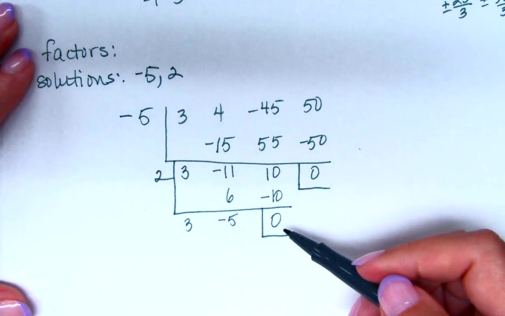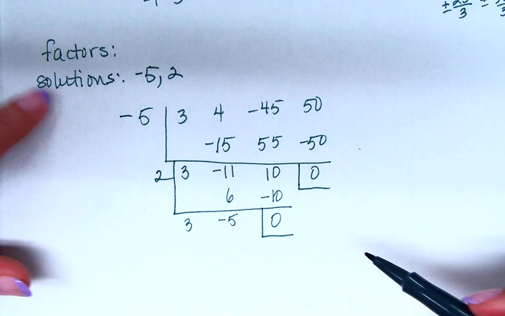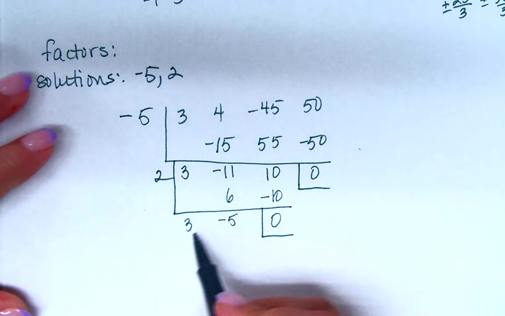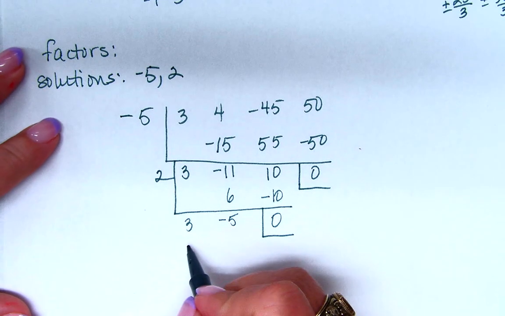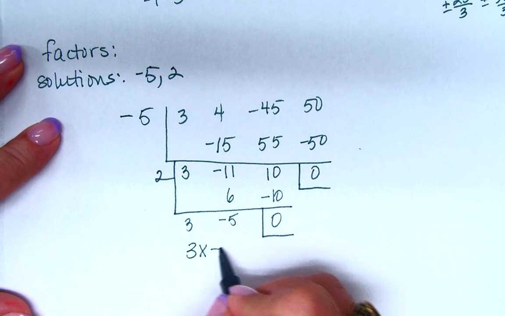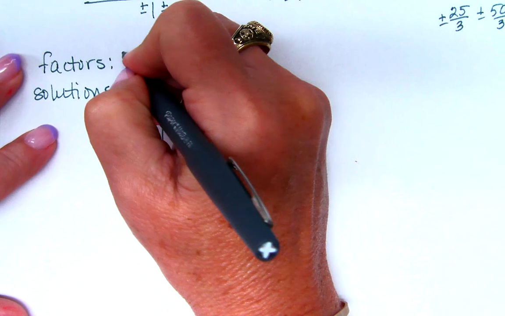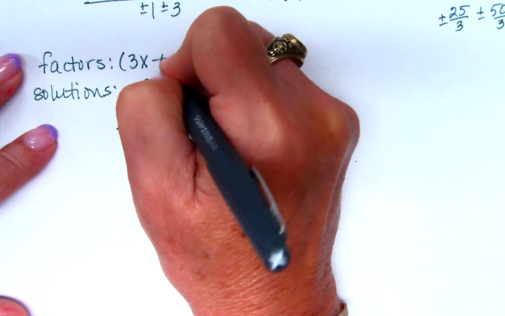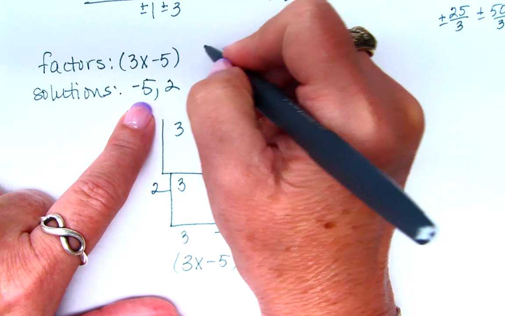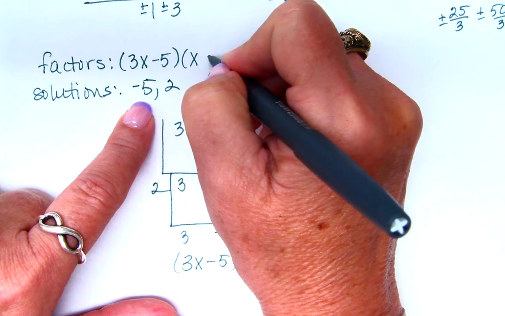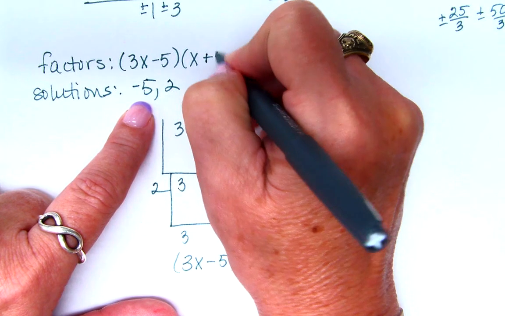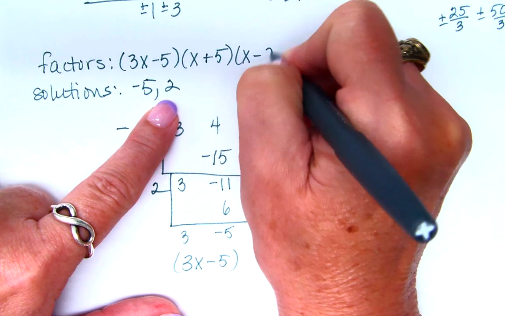Again, I knew that was going to happen, right? Because I knew it was a solution. So what's left right here? 3x minus 5. Isn't that a factor? It is. 3x minus 5. And what are my other two factors while I'm at it? X plus 5 and x minus 2.